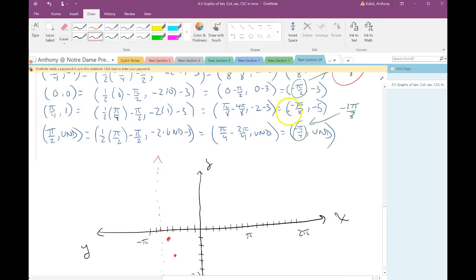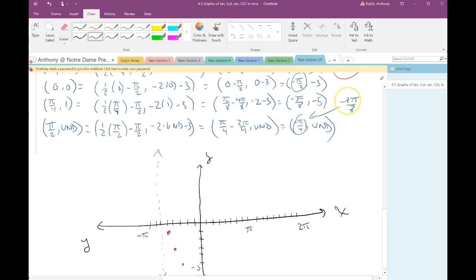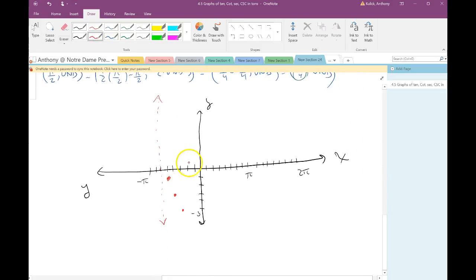And then I'm going to do 3 pi, negative 3 pi over 8. So I'm going to count 3 over and go down 5, and then I have negative 2 pi over 8, and that's undefined again, so we'll have another one of these. Everybody okay there?